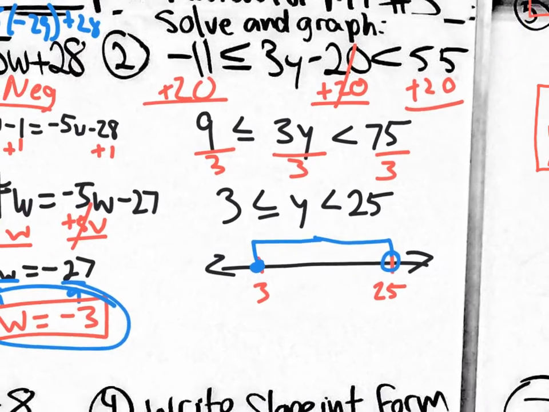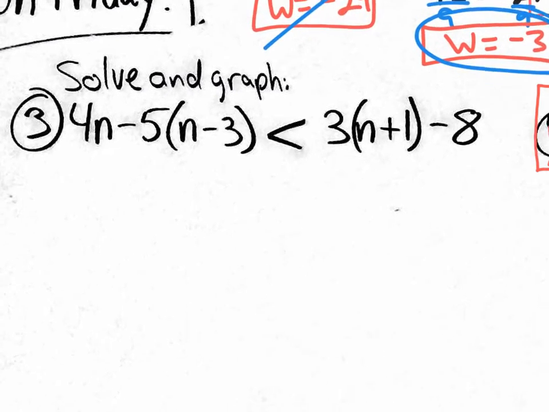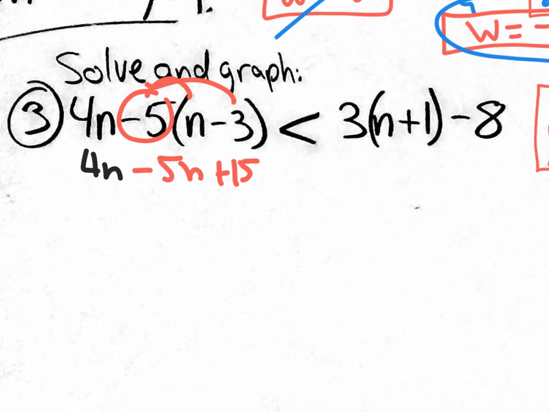Moving on. Number 3. Solving and graphing again. So on this one, we're going to distribute the minus 5. We'll have minus 5n plus 15. Bring down the 4n right in front. And we could also continue simplifying the left side by combining like terms.